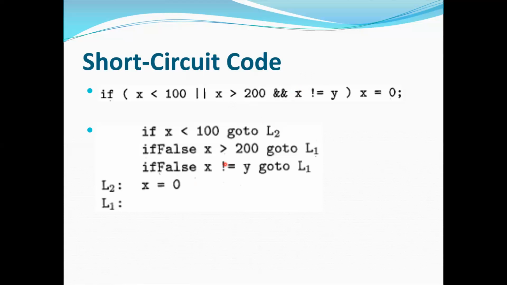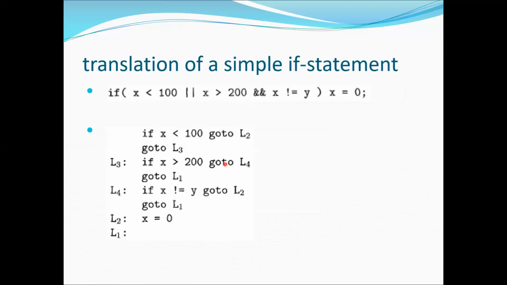Any statement, whatever we are writing, we can write in the form of three address code. Another thing here, same thing: if x is less than 100, go to L2. L2 is nothing but x is equal to 0, or otherwise we can go to L3, where we check whether x is greater than or equal to 200. If so, we go to L4. In L4, we check whether x is not equal to y. Why? Because if it is not true, then we can come out of it. There is no need to check x not equal to y. Only if it is true do I need to check whether x is not equal to y or not.